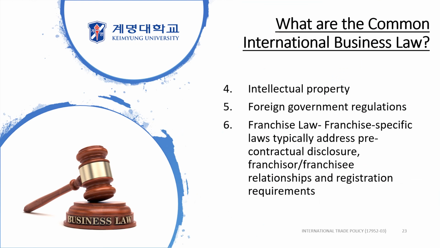In addition, we have intellectual property rights that will protect your products, your logo, your company identity. Then the fifth one is foreign government regulations or the state rules and regulations. For example, whether that country is going to allow you to buy a property. And also, what are the rules and regulations in customs administration, especially when you are going to ship your product to another country. And the franchise law pertains to the specific law of doing franchising business in another country, the relationships and registration requirements.